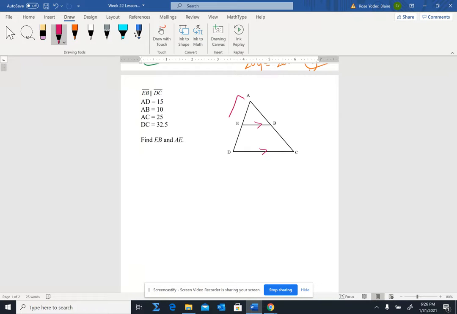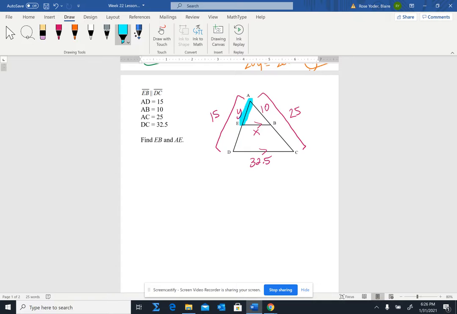So AD is 15, AB is 10, the whole AC is 25, and then DC is 32.5. One thing that sometimes throws people off in these problems is I didn't give you any variables anywhere. It just says find EB and AE. So just put variables in the picture. Find EB, call it X. Find AE, call it Y.